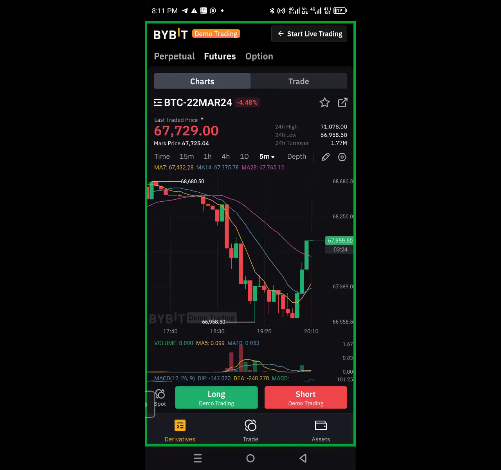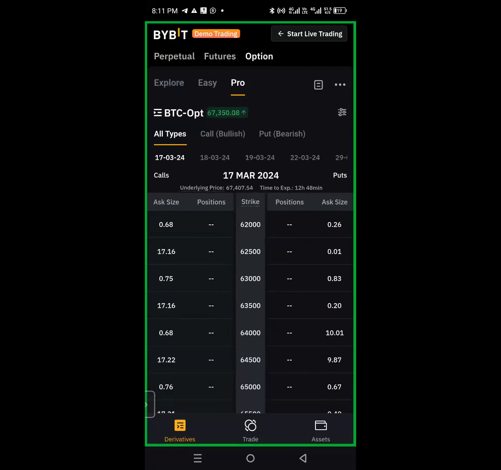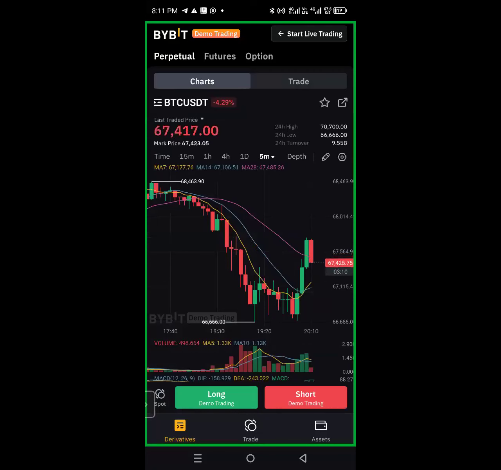Then the second one is for futures. This is the interface now for futures, and the third one is for options. You can see that they look different. According to trade ideas that have been dropped on DefiPass, what we'll be needing is perpetual. So always make sure perpetual is selected.